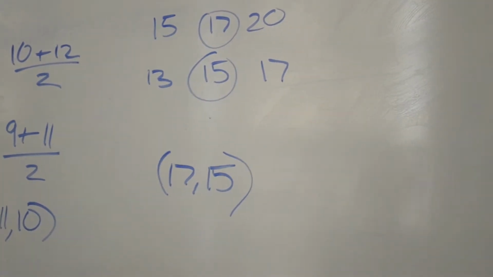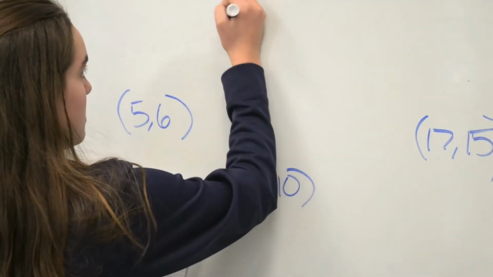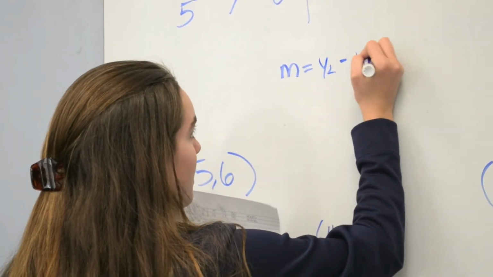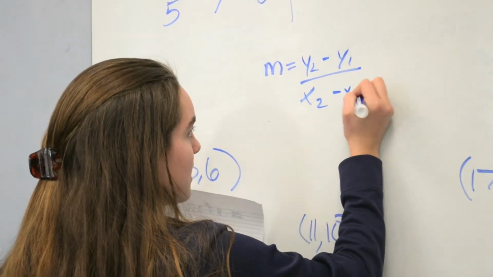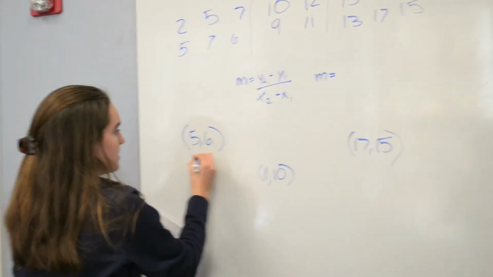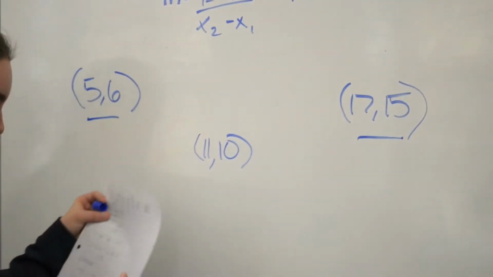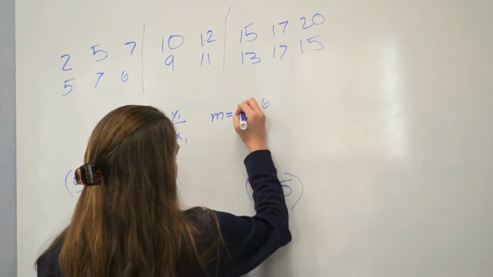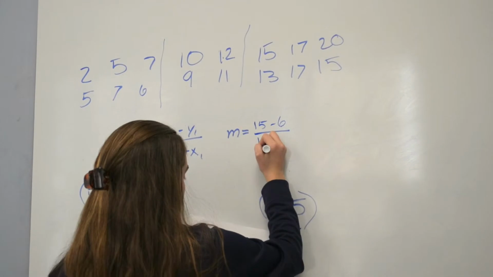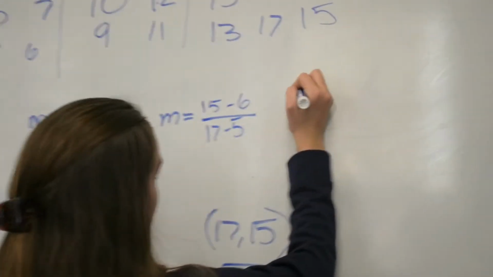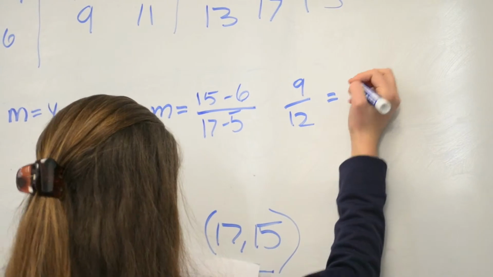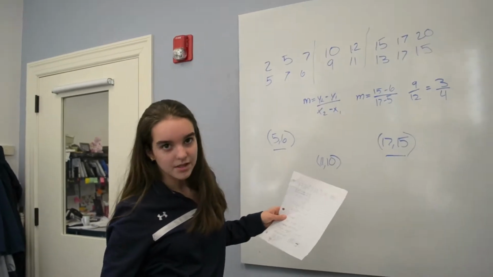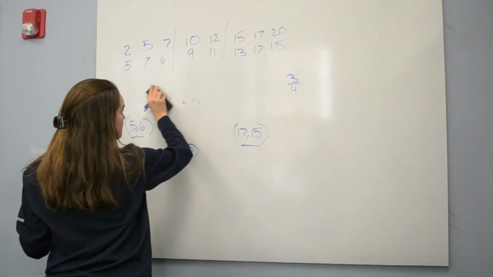So that's this. For the third step, you're going to find the slope. So m equals y2 minus y1 over x2 minus x1. You're going to use the first point and the third point to find the slope. So you're going to do 15 minus 6 over 17 minus 5, and that equals 9 over 12, which also equals 3 over 4. So that's the third step to find the slope. So now we have the slope of 3 over 4. So I'm going to erase this.